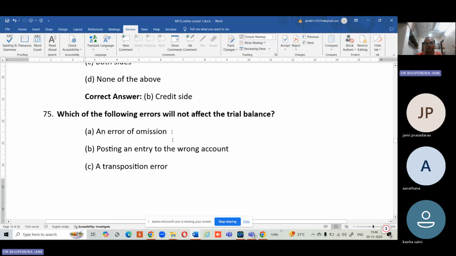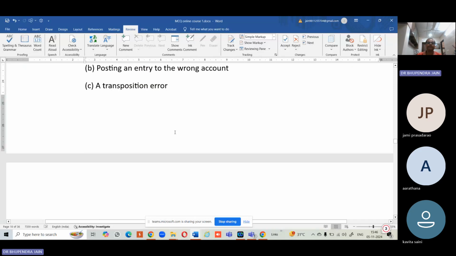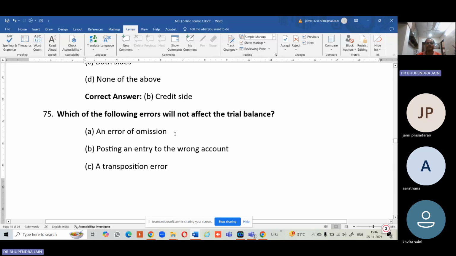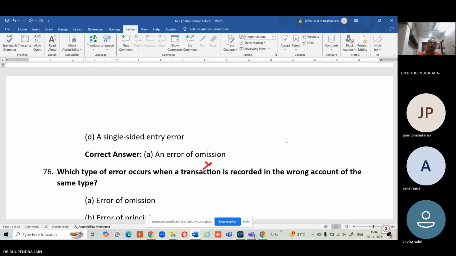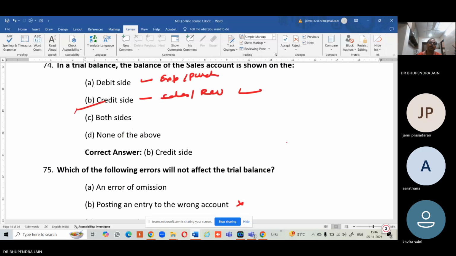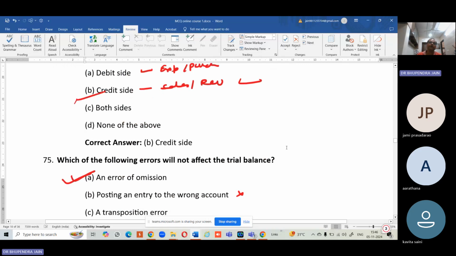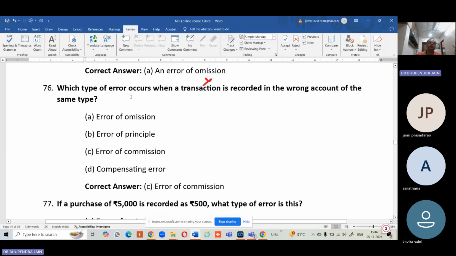Which of the following error will not affect the trial balance? ठीक है जी, will not affect. Posting of entry to the wrong account, no. Transposition error, no. Single side, no. So correct answer is error of omission. If you omit the entry, the total will not be affected. This type of error occurs when a transaction is recorded in the wrong account of the same type. This is called the error of commission.